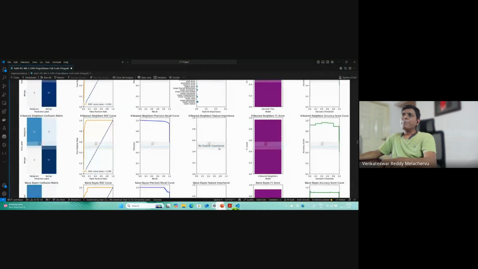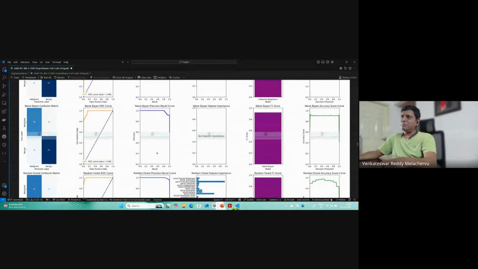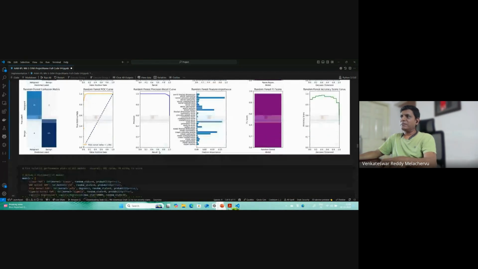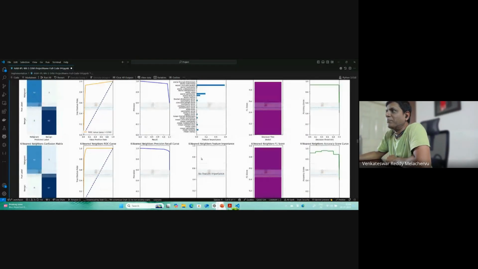K nearest neighbor is essentially something similar to the distributed stochastic neighbor. Naive Bayes, again, is not really so great. And then random forest, again, it's a forest, so you're traversing entropy and information value at each feature, or each line.